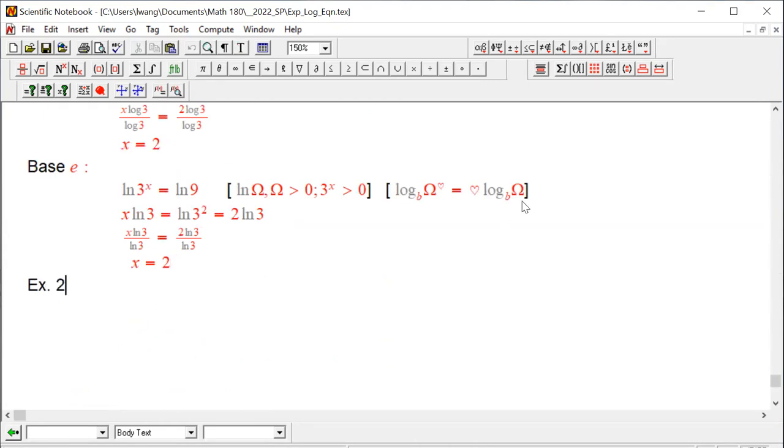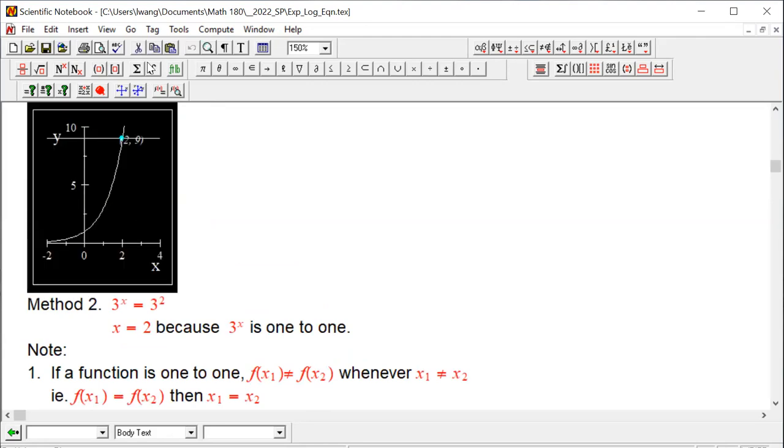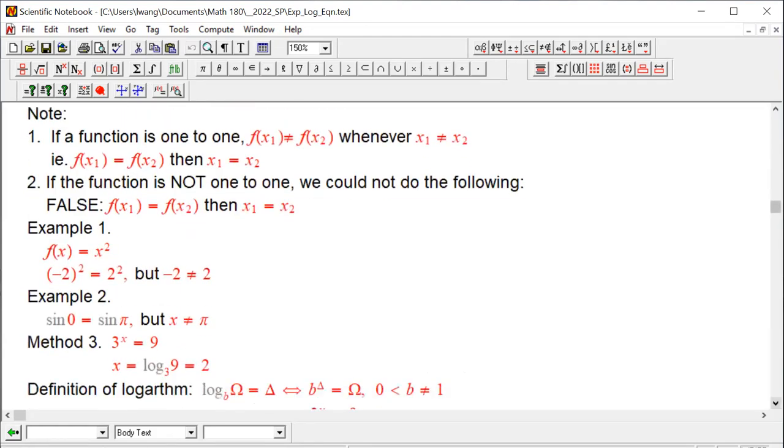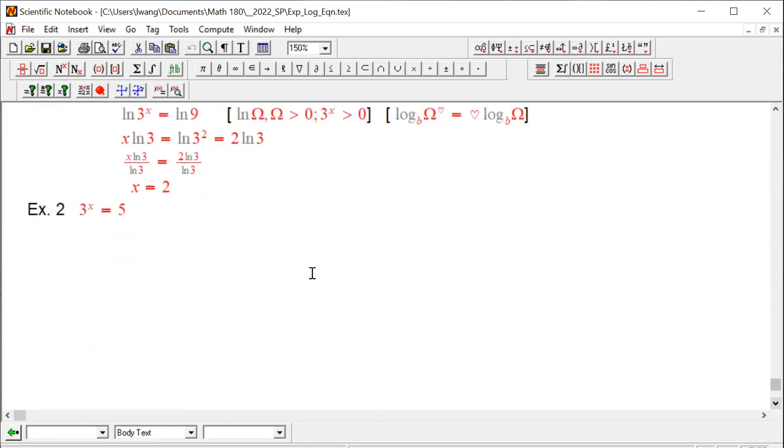Okay, example number 2. We have 3 to the power of x equals 5. We're gonna look at the 4 methods here. The first method is the function method. So we're gonna bring in the function method, method 1.